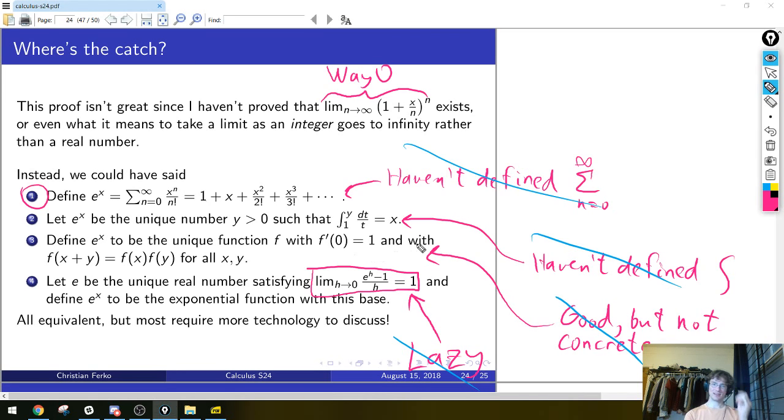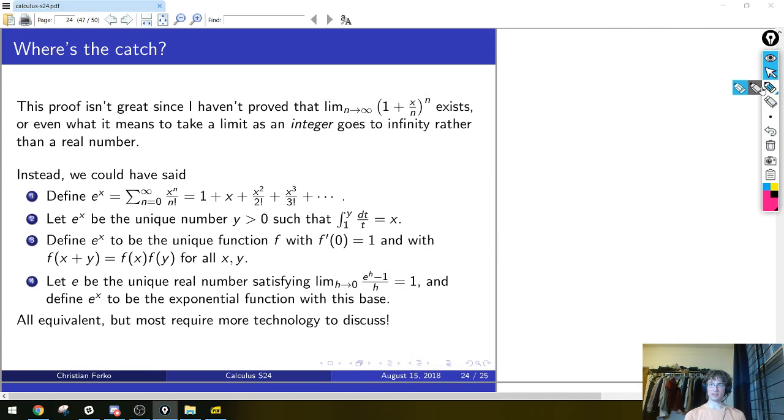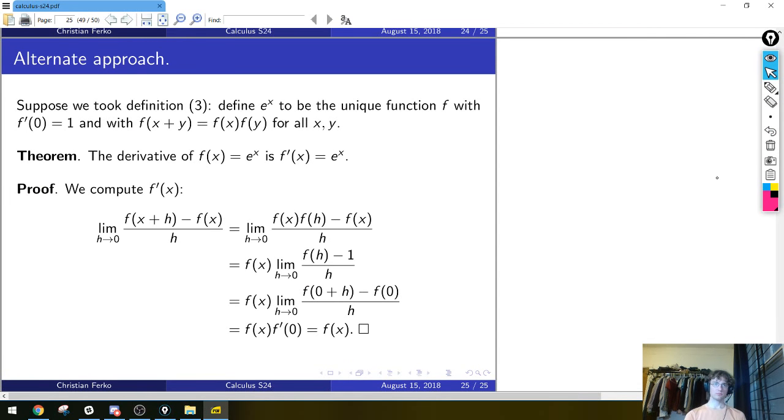Okay, last slide. I will show you a parallel universe, which is the universe where instead we use definition 3. If we had chosen definition 3, what would the proof that the derivative of e to the x equals e to the x look like? How would it be different in that parallel universe? So, okay. Suppose we took definition 3, which was e to the x is the unique function whose derivative at 0 equals 1, and who has this nice multiplicative property that we emphasized a lot in chapter 1 in the Art of Problem Solving book. That's our definition now in this universe.